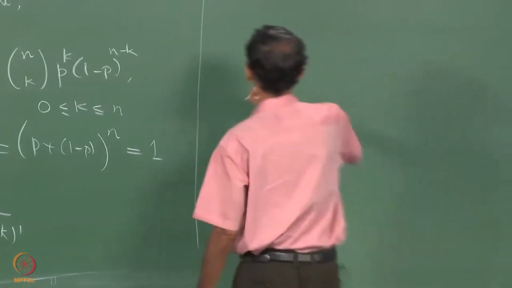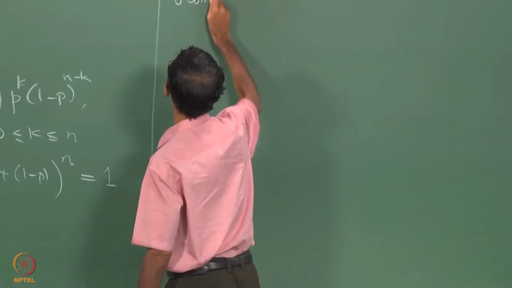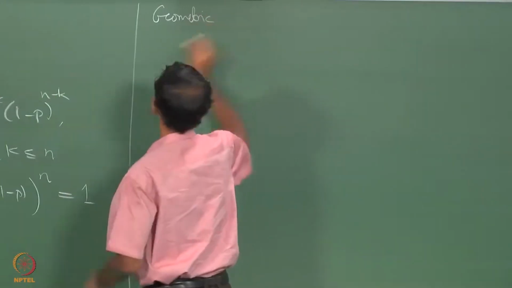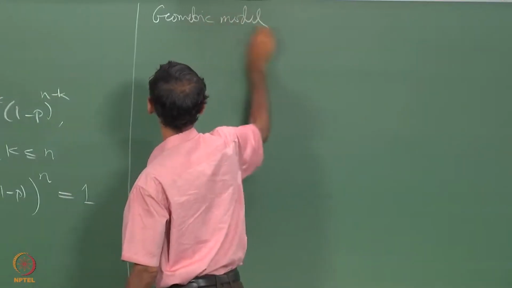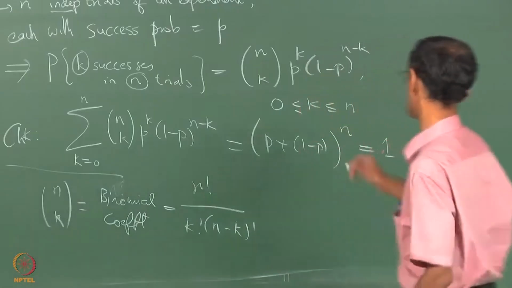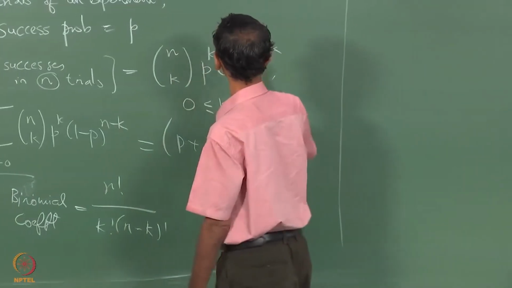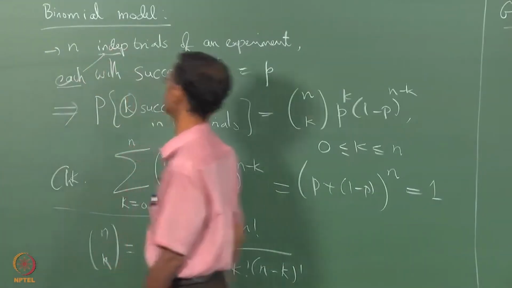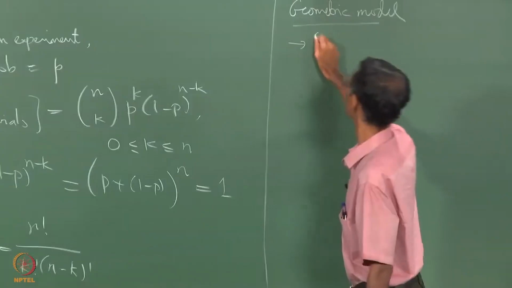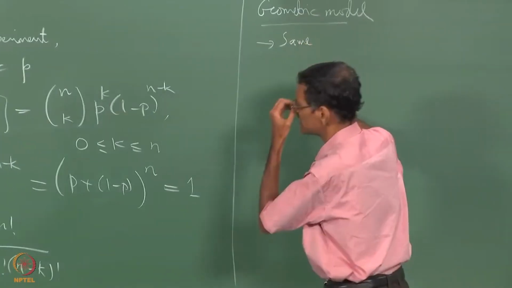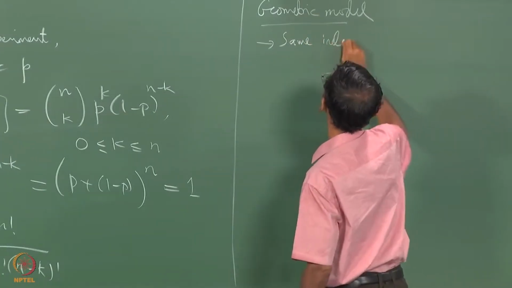Okay. Now the geometric model, which is very linked to this, right, because the starting point for the geometric model and the binomial model is basically independent trials of an experiment, right. So each here of course refers to the independent trial, right. So similarly you have the same, let us say, independent trials.